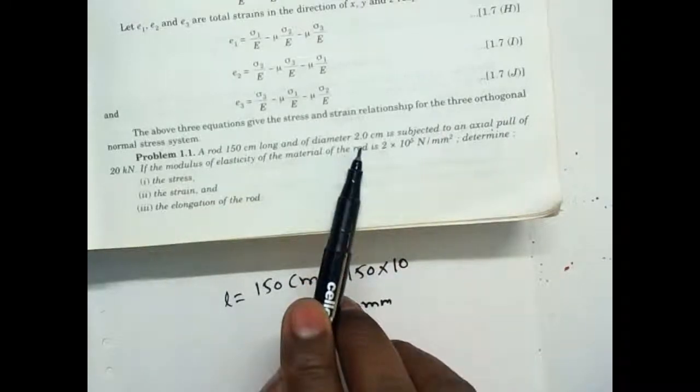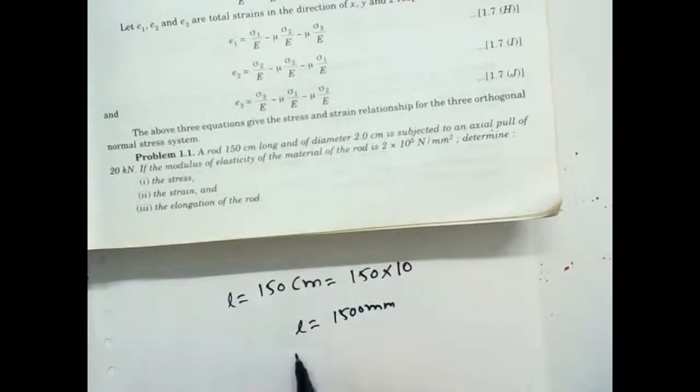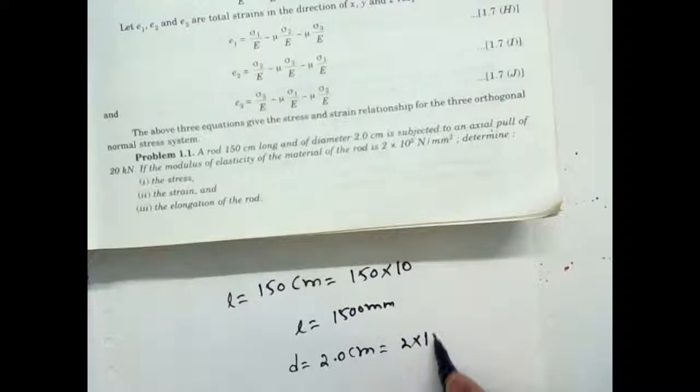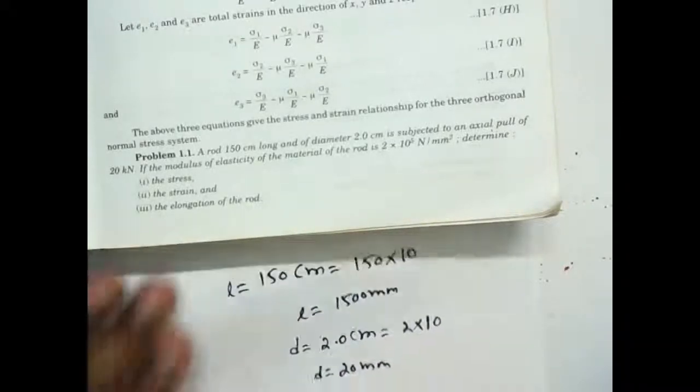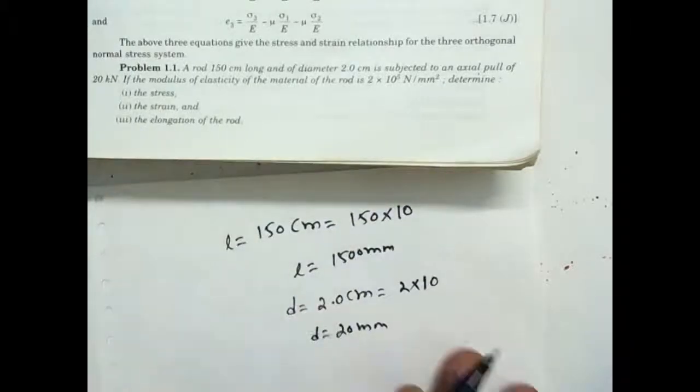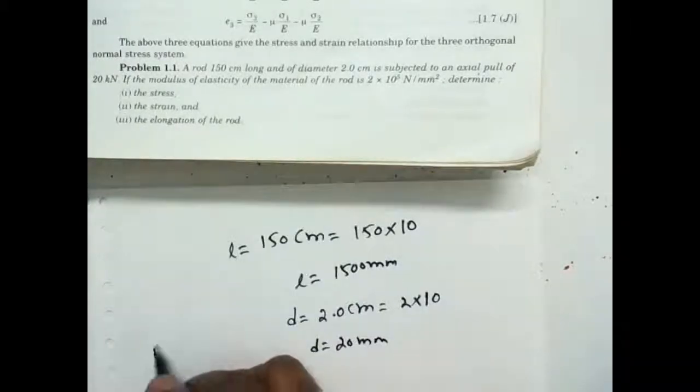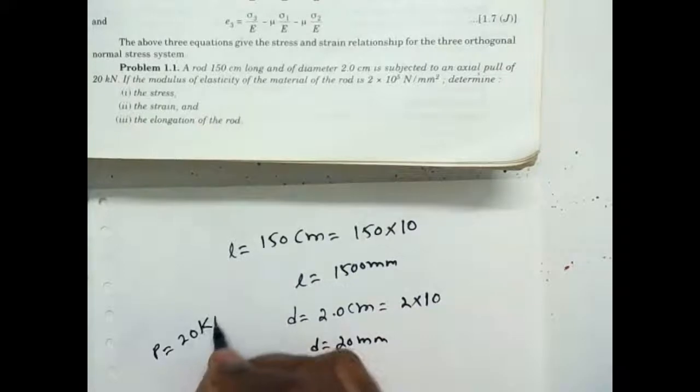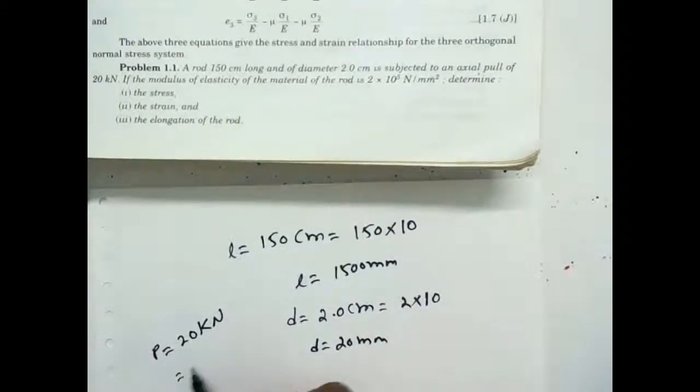And diameter is 2 centimeter, that is small d. Small d equal to 2.0 centimeter. 2 into 1 centimeter equal to 10 millimeters, that is d equal to 20 mm. Axial pull of 20 kilonewtons, that is the applied force, that is P. P equal to 20 kilonewtons, that equal to 20 into kilo means 10 power 3 newtons.